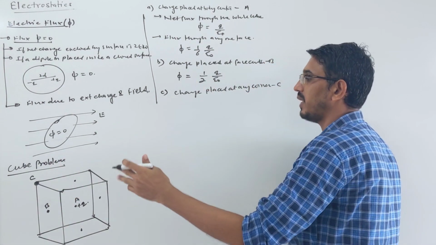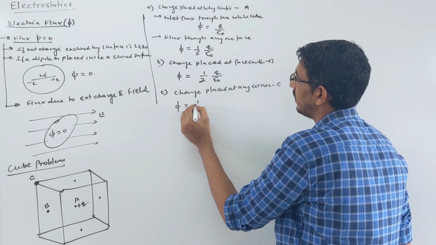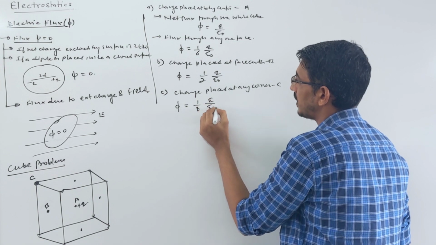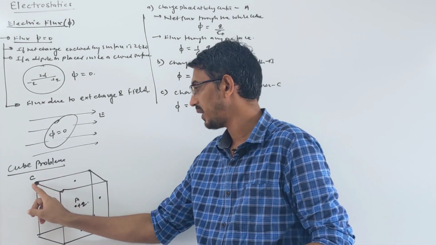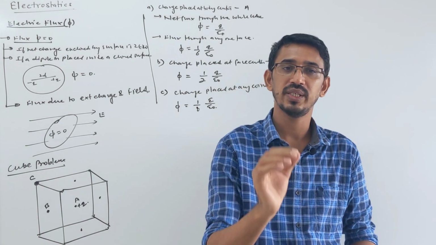1 by 8 means 1 by 8 of the charge will be inside that cube. So what is the flux coming? Just 1 by 8 of Q upon epsilon naught. A charge placed at the corner, any corner, whatever Q value you put, how much part of the charge will be inside the cube? What is the answer? 1 by 8.